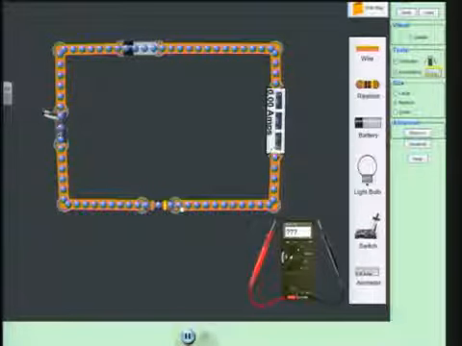Now, you're probably going, hang on, wait, Tracy, nothing's happening. Yes, nothing's happening because I haven't switched the switch on. Remember, the switch has got to be switched on. It's got to complete the circuit.